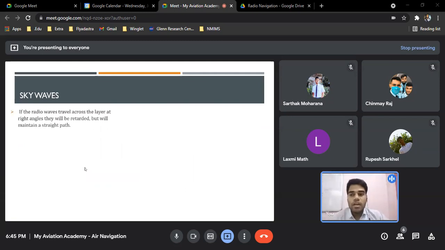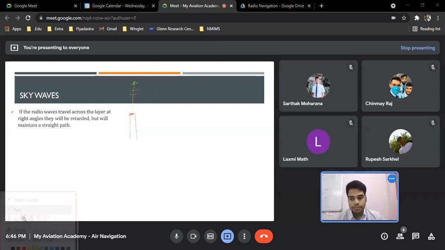Sky waves. If the radio waves travel across the layer at right angles, they will be retarded, but will maintain a straight path. Now we're talking about the sky waves, enough of ionosphere. Now you understand what is ionosphere. So let's see how the sky waves are forming. If I am having an aerial, an antenna, and it is sending out radio waves vertically up, it will keep on penetrating and will never return back. Why? Because there are different layers and they will absorb this radio wave.